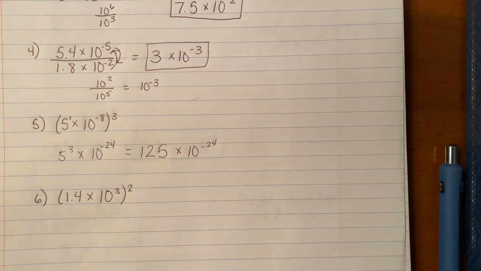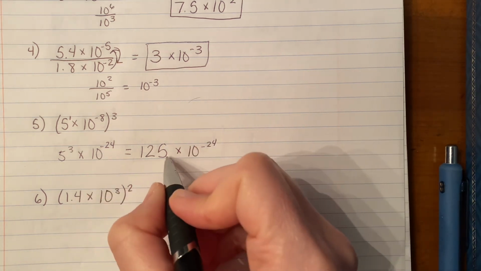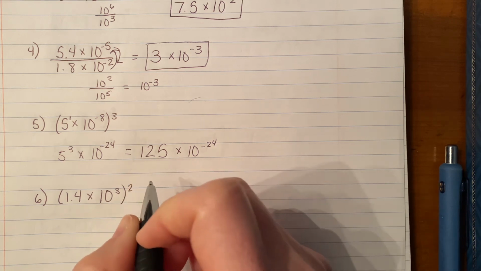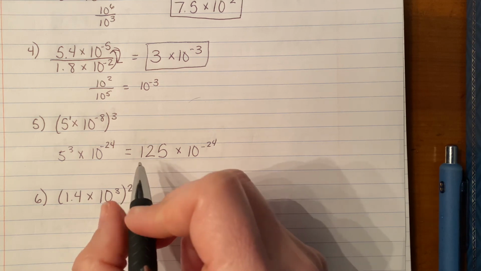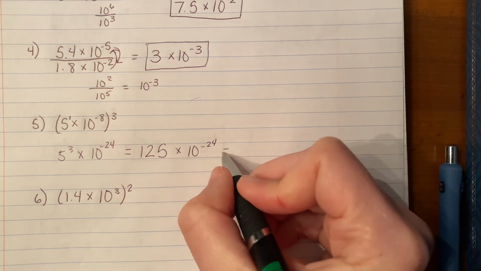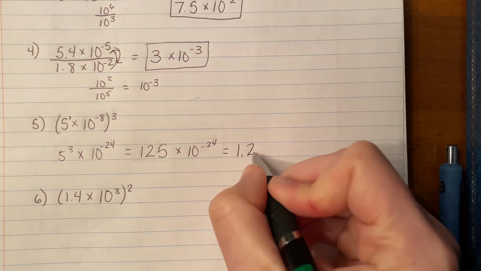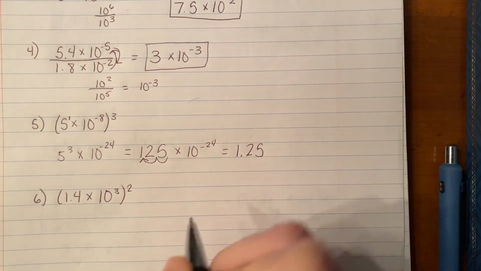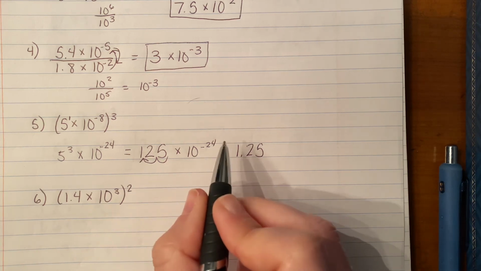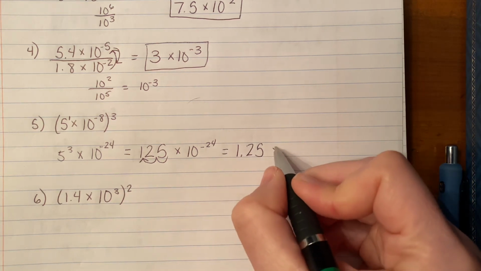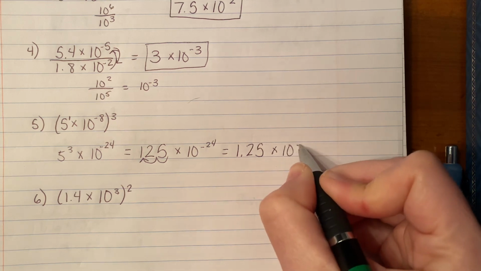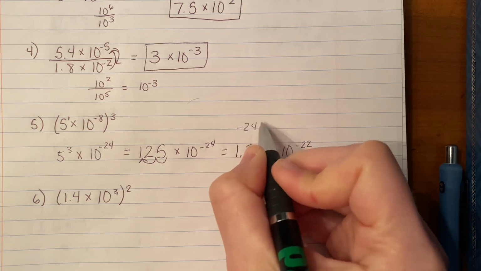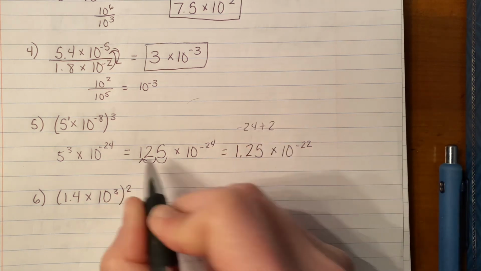Remember, there's always a decimal with every number, so you just take the decimal where it would be at the end right here. We're going to move it twice, 1, 2, and that's going to be in a positive direction. So we're going to end up with 1.25. Remember, we went 1, 2, positive direction. So negative 24 plus 2. So times 10 to the negative 22. That's because I did negative 24 plus 2. That was a 2 in a positive direction.